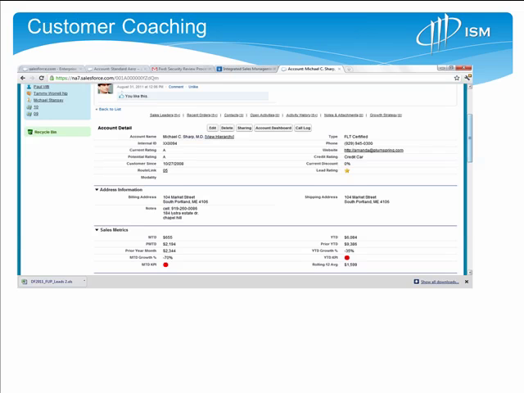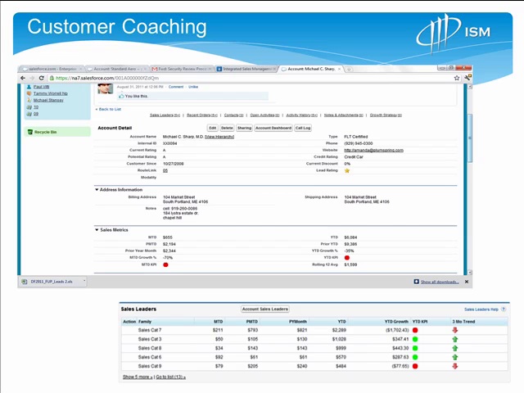This leads into what we call customer coaching, which is this idea of telling the rep at the customer level or customer dashboard what's happening with this account and why I should be paying attention to it. In this example, you can see that this account is declining, both in terms of the month-over-month sales as well as the year-over-year sales, but it doesn't tell the rep why. The next related list is an actual screen called Sales Leaders, which tells them specifically where the decline is coming from. In this case, you can see that one particular product is leading the decline for this particular account.